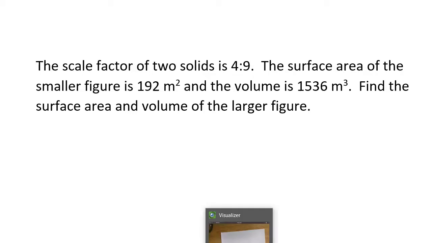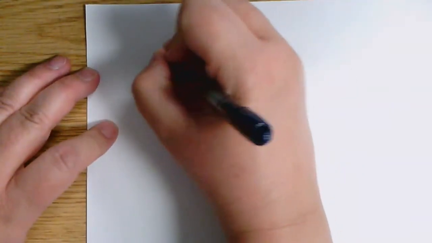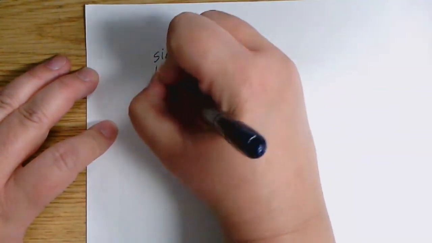All right, so my scale factor, which really means similarity ratio, of my two solids is 4 to 9. Okay, so that's the length ratio. That's how I'm thinking this through. They told me 4 to 9 was the length ratio, or the similarity ratio.